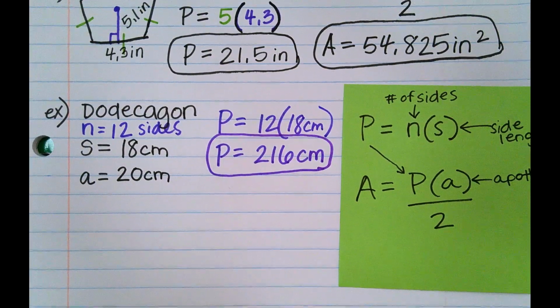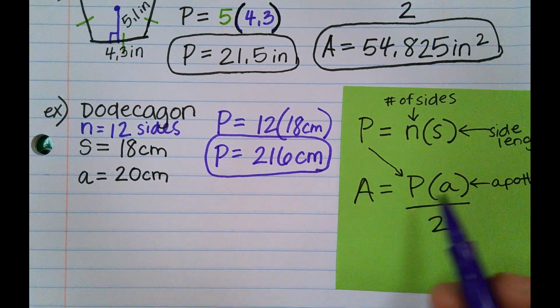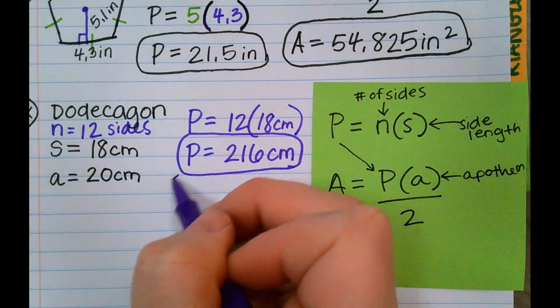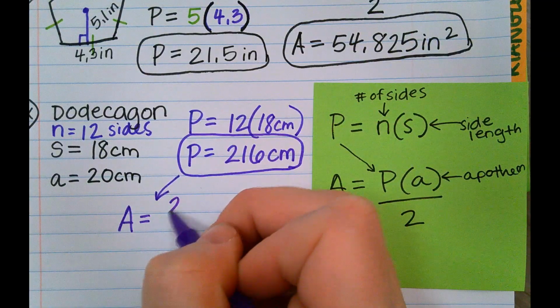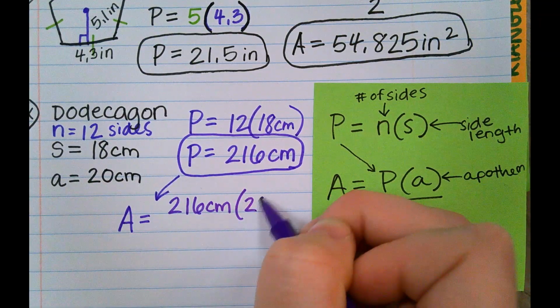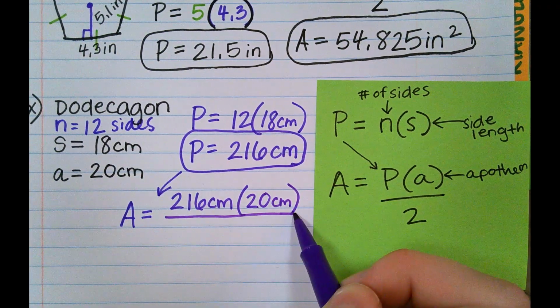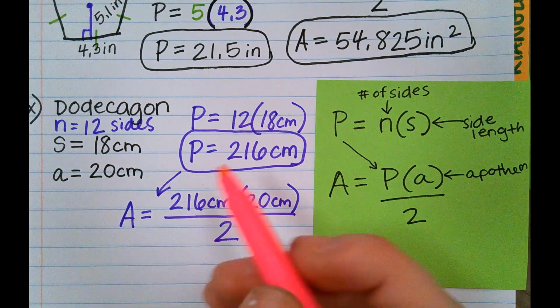Times that by 20 and divided by 2. Yes. All we have to do to find area next is take that number times the apothem, 20, divided by 2. So, area equals 216 centimeters times 20 centimeters divided by 2. And if using colors and stuff like this is helpful, you can absolutely do that.